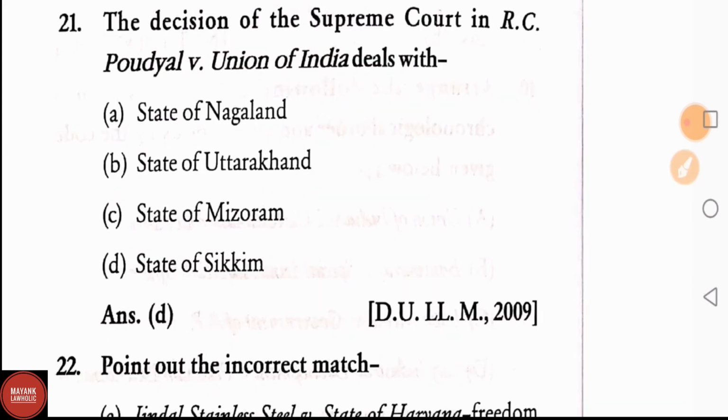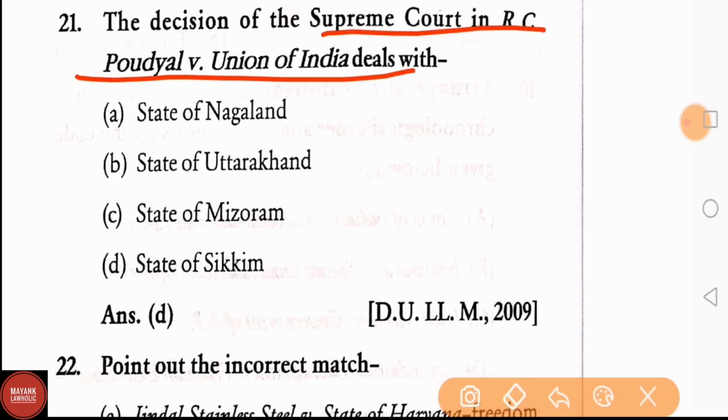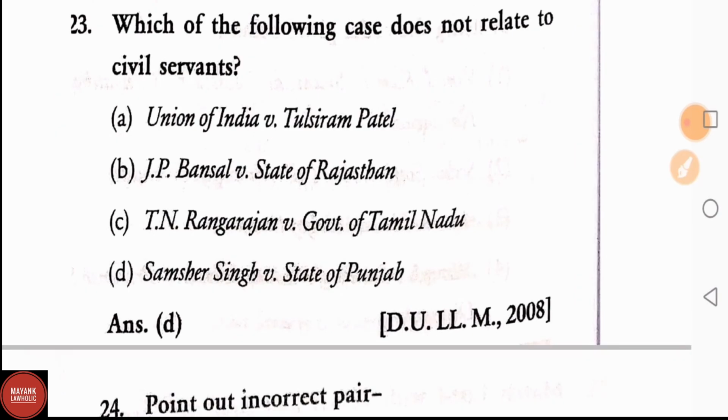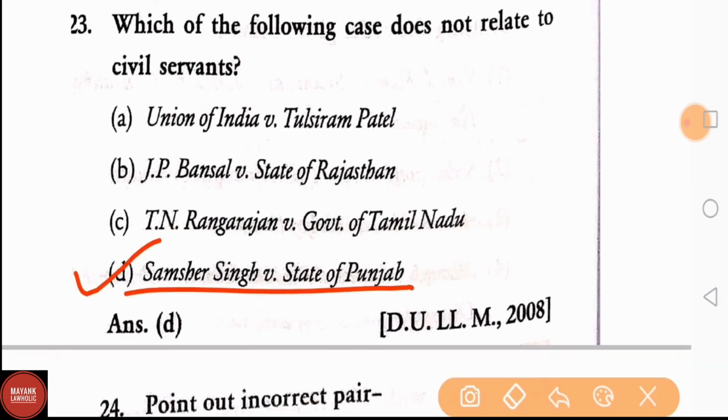Question number 21. The decision of the Supreme Court in R.C. Poudyal versus Union of India deals with the State of Sikkim. Which of the following cases does not relate to the civil servants? D. Samsher Singh versus State of Punjab does not deal with the civil servants, but the remaining cases, Union of India versus Tulsiram Patel, J.P.